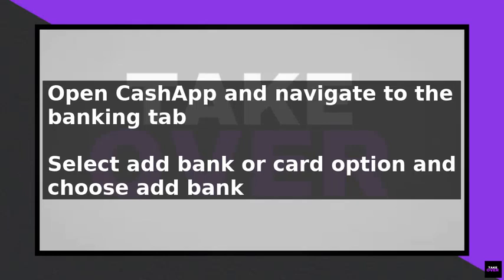To link Cash App with Afterpay, start by opening the Cash App on your mobile device and navigating to the Banking tab. From there, select the Add Bank or Card option and choose the Add Bank option. You will then be prompted to search for your bank.